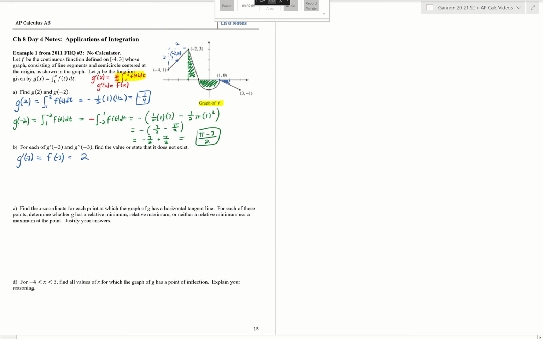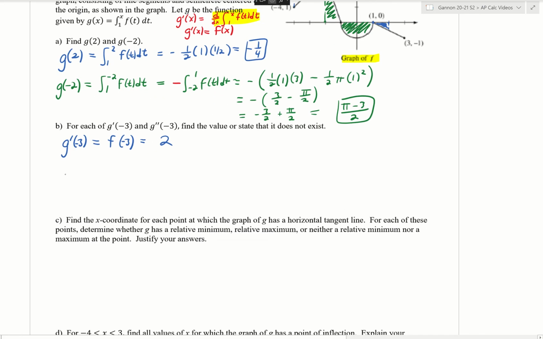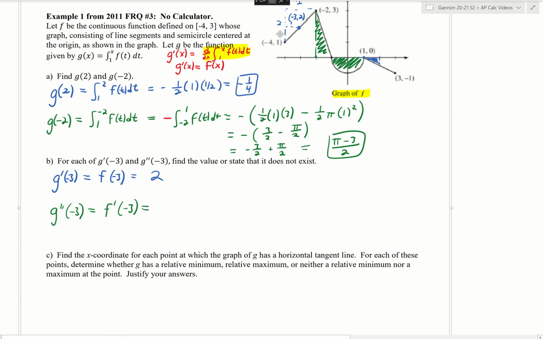From there, we are also asked to find g double prime of negative 3, which is the same thing as f prime of negative 3. So given the graph, in order to identify the derivative of f, we need the slope of the tangent line at the point. We're dealing with a segment, so the slope of the tangent line will be the same as the slope of the segment, which makes it 1. And that's how we go about finding g prime of negative 3 and g double prime of negative 3.